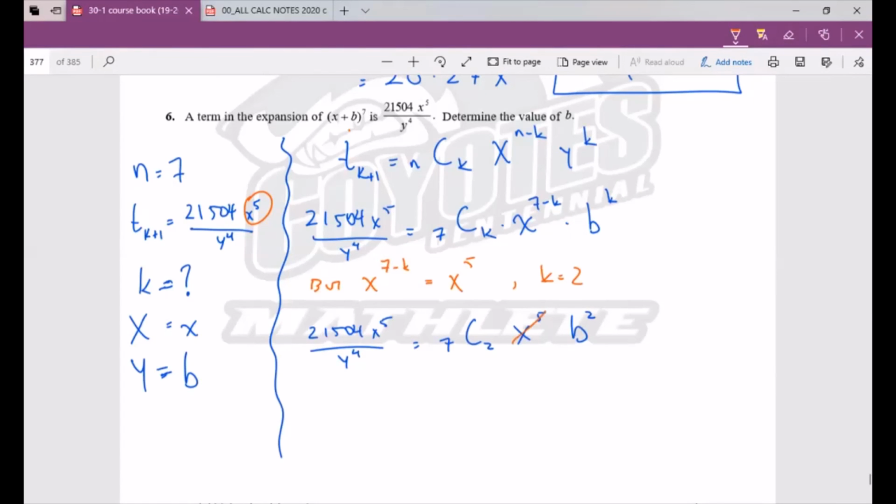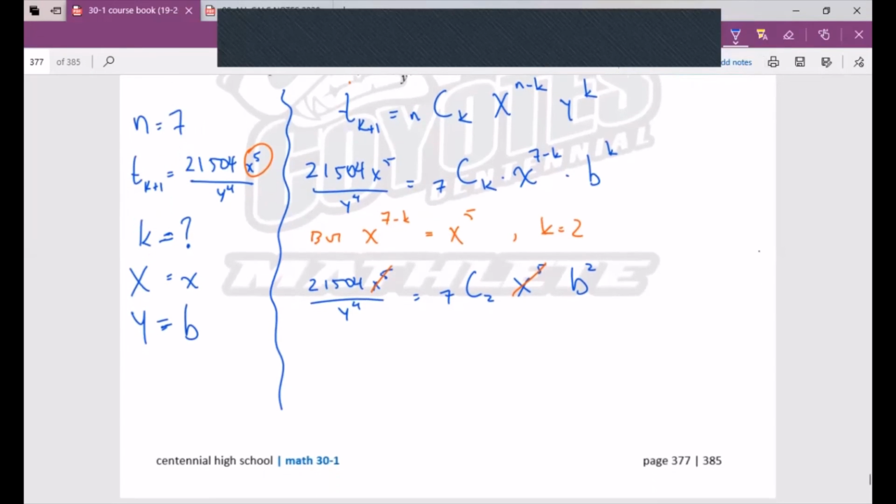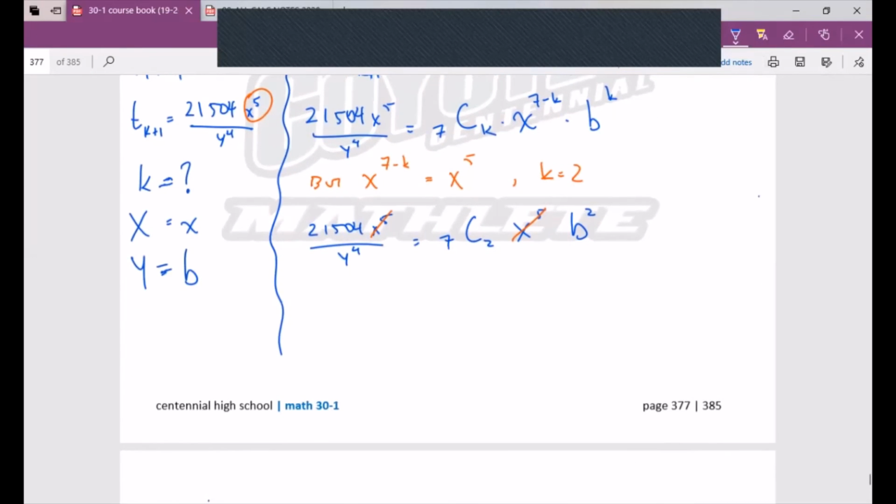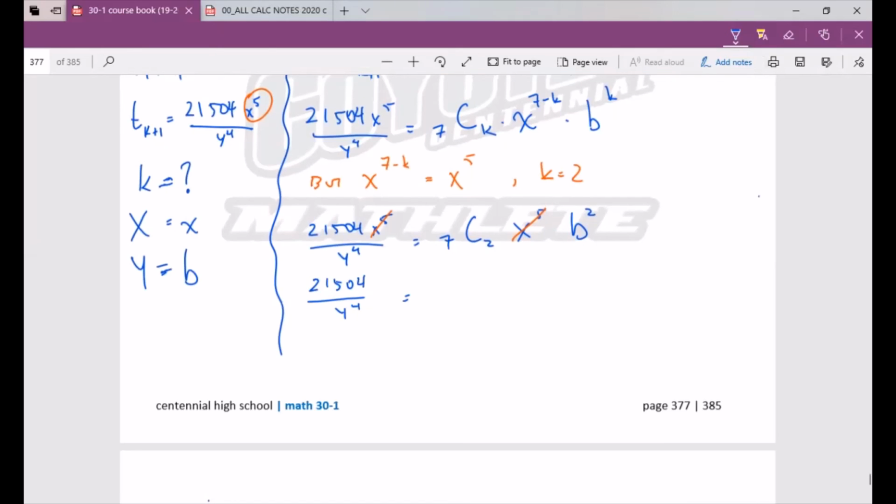Some of this will simplify out right now. We divide both sides by x to the 5. That leaves us with 21,504 over y to the 4 is equal to 21, which is 7C2, times b squared. Divide both sides by 21. Now we have b squared is equal to 1,024 over y to the 4.